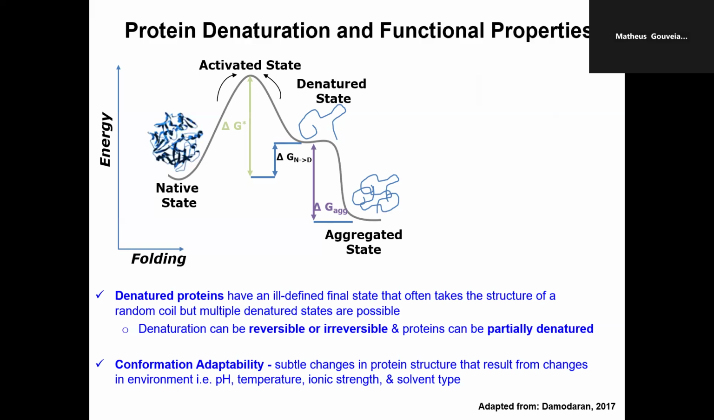By changing pH or ionic strength or temperature, you are adapting the structure to allow substrate enzyme binding. So that's why you're not denaturing, you're adapting the structure.